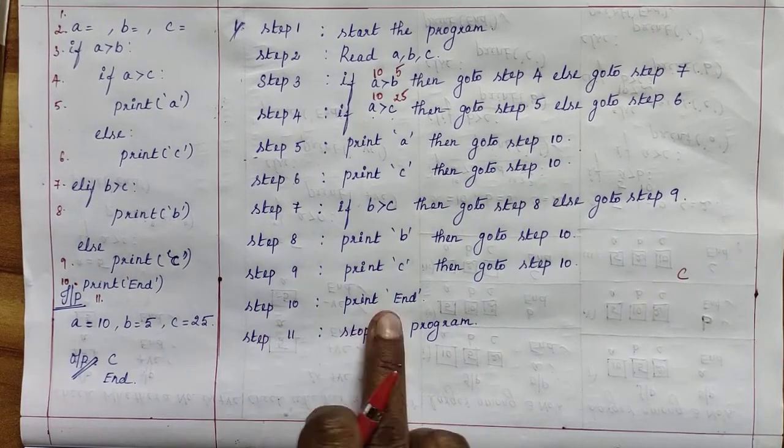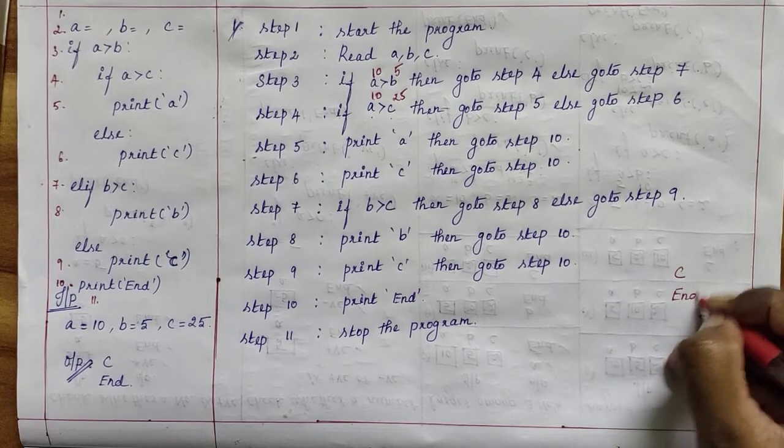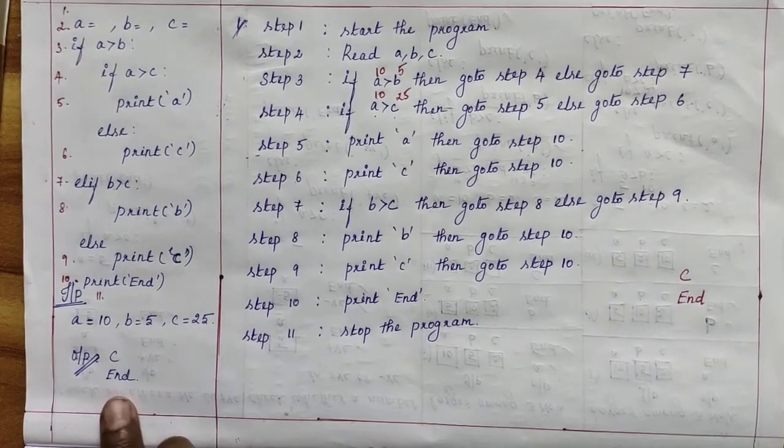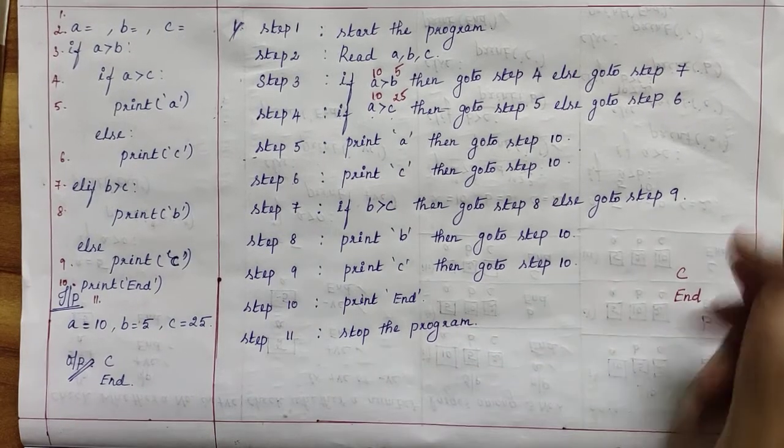So what is step 10? Print end. And then the statement will be executed. Stop the program. As you know, you are getting the expected output.